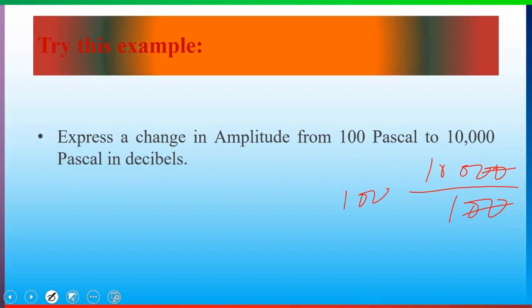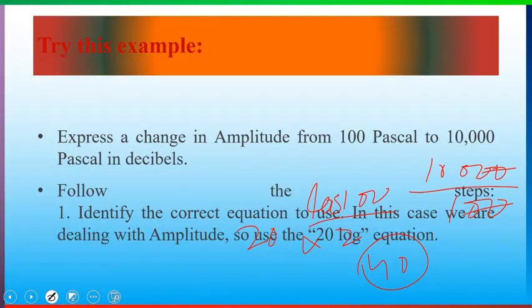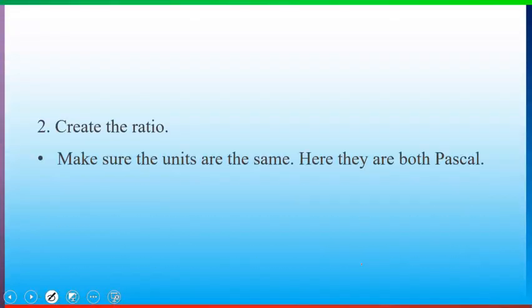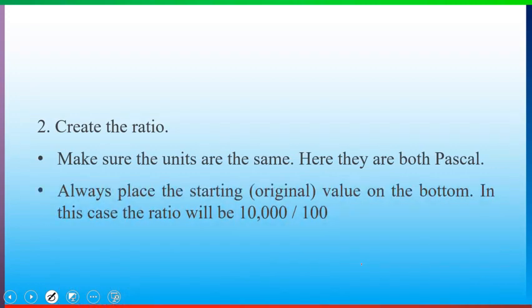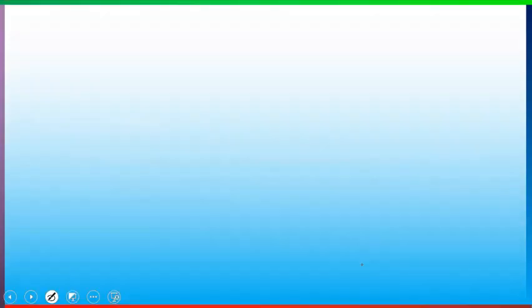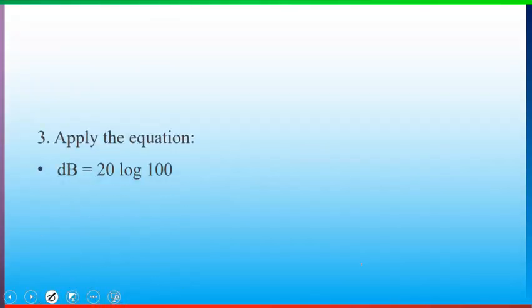So the base will be 20. So 20 and log of 100. The log of 100 is equal to 2. So 2 multiplied by 20 is equal to 40. So this change will be 40 decibels. So any change in amplitude, whether from 100 Pascal to 10,000 Pascal, will be a 40 decibel change. And again, we have a very comprehensive and simple digit, that is 40 decibel.